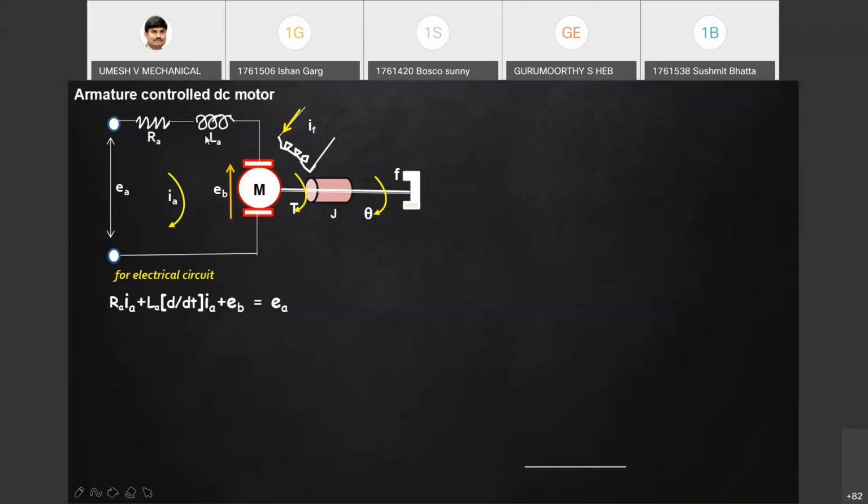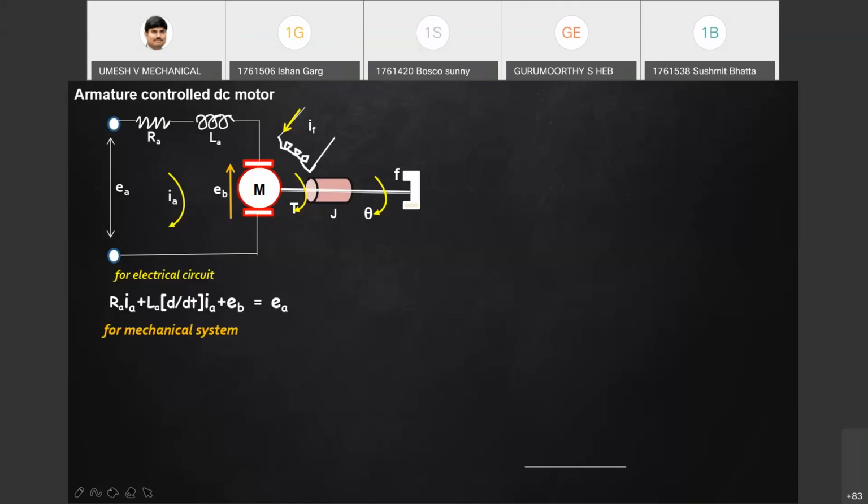So the voltage is RA into IA. And for inductance, Umesh sir has already explained how to get the voltage for inductance and capacitance. For inductance, we write LA into d by dt of IA, the differential of the applied current. If it is capacitance, you write it as 1 by C integration of I dt. Here there is no capacitance, so only inductance. So RA IA, LA I dot A plus EB. All these three are in opposite direction to the applied voltage.